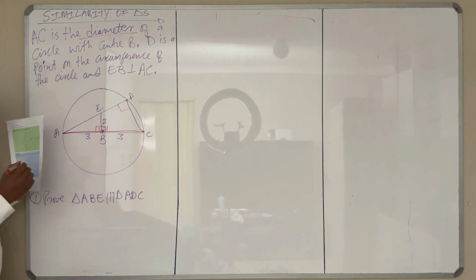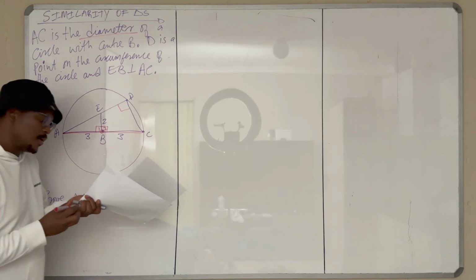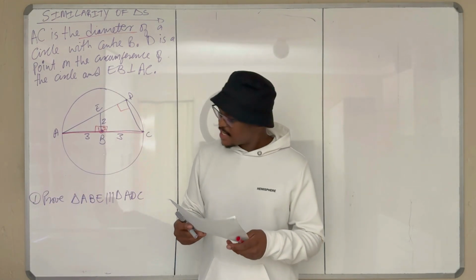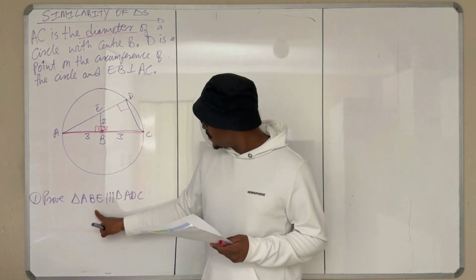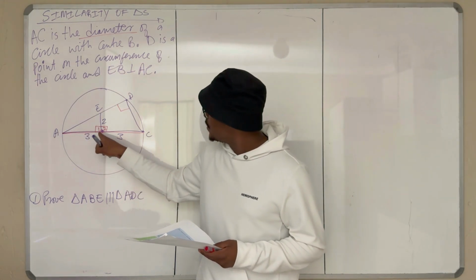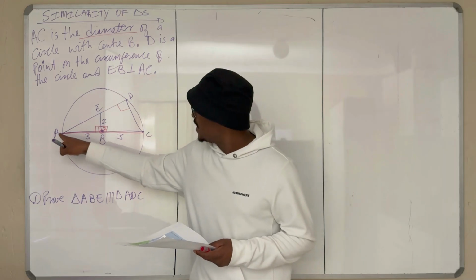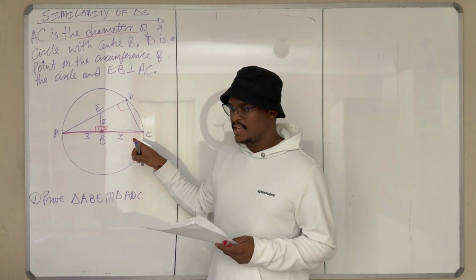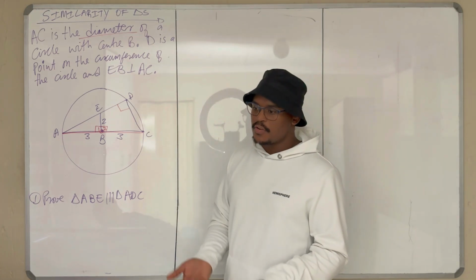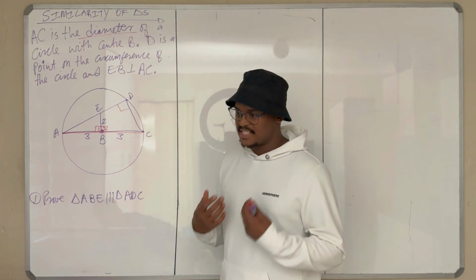So angle B1 and B2 have 90 degrees. No problem. And the first question, they're saying prove that triangle ABE is similar to triangle ADC. Are you following? Yes. So there are three ways in which you can show that triangles are similar.